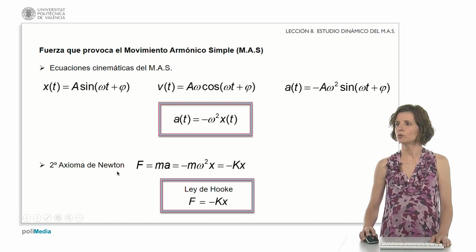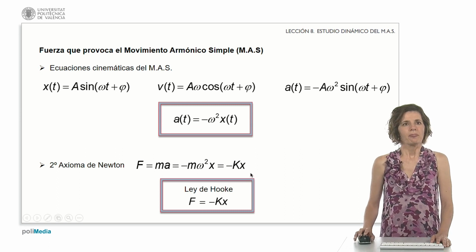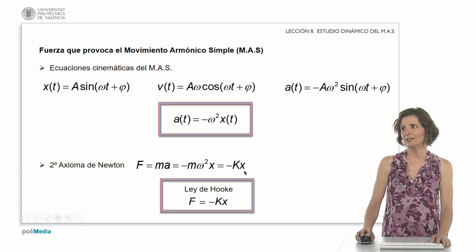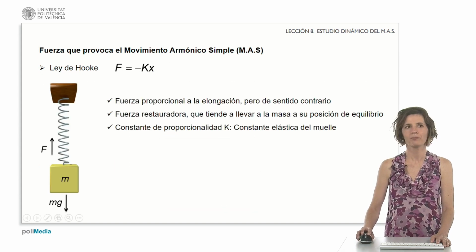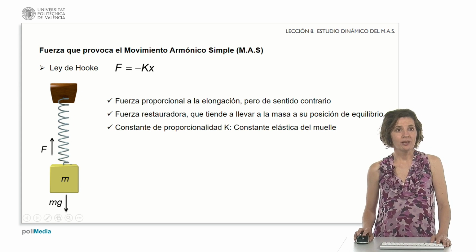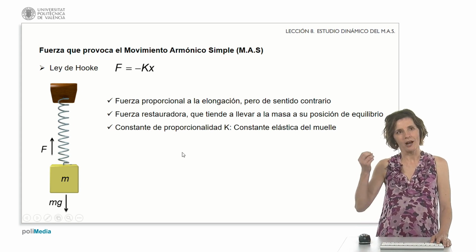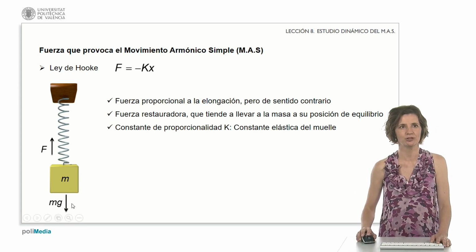If we apply Newton's second axiom, force equals mass times acceleration, we can see that the type of force is minus kx, which is what you all know as Hooke's law. Equation of the spring, where the force exerted by the spring is related to the elongation x caused by the external force, which this time is the weight.